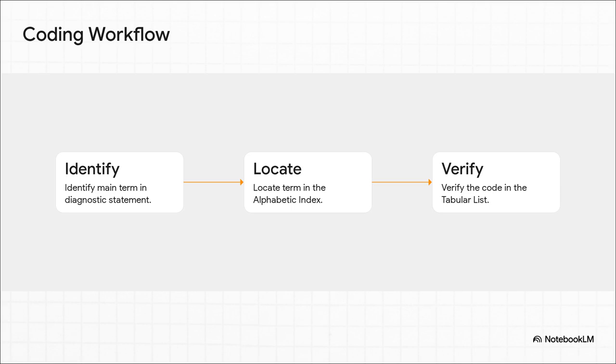But wait, here is the absolute golden rule. A coder must never, ever code directly from that index. You always have to verify the code in the tabular list. Skipping that final verification step, which is where all the essential instructional and excludes notes live, is pretty much a one-way ticket to major coding errors.